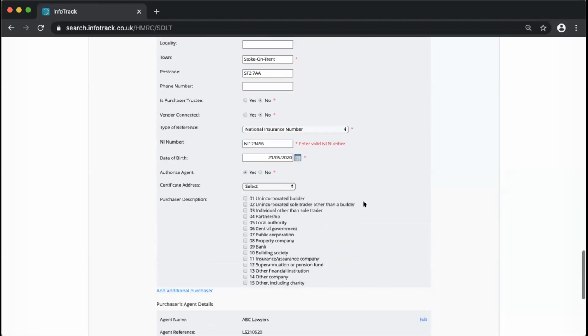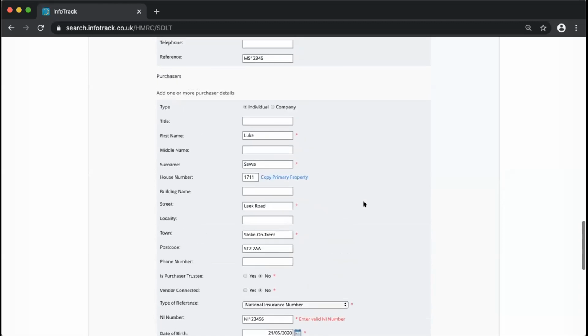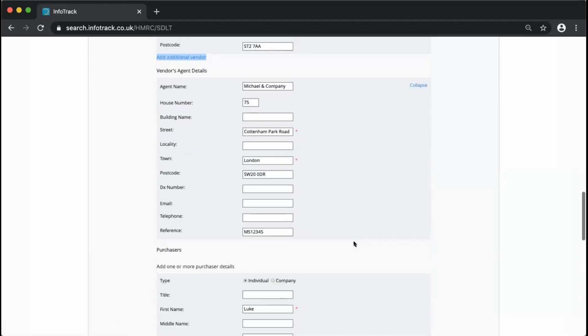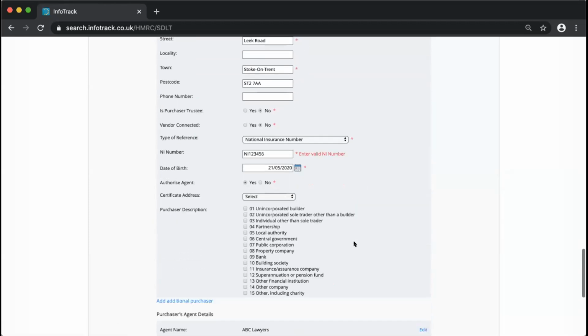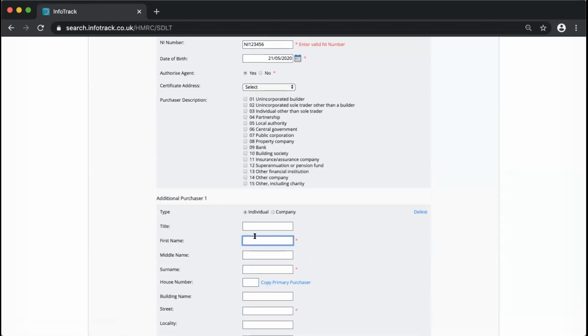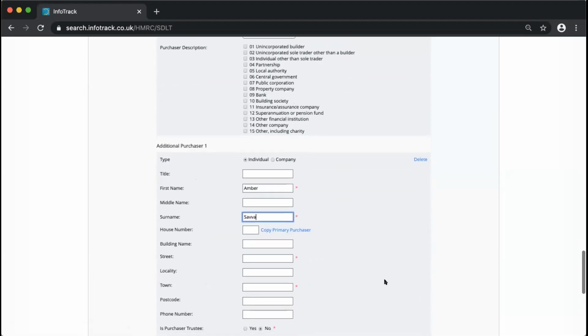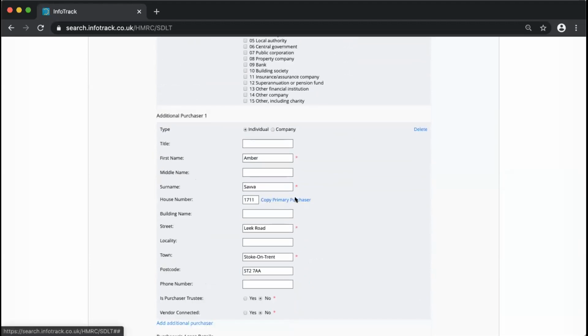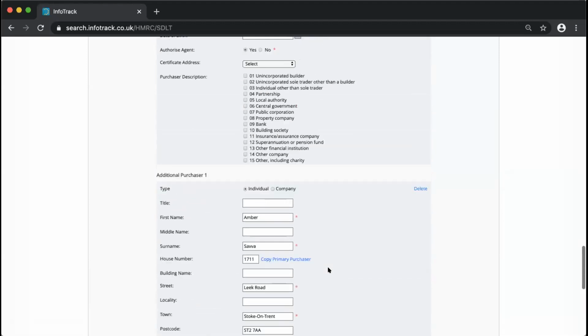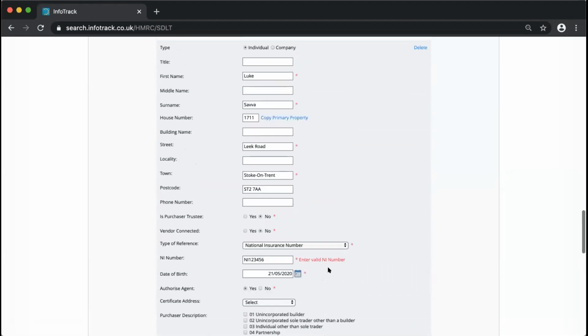And some amendments can be made. So adding additional vendors, just in blue text underneath the vendors. And the same with the purchasers. We can add an additional purchaser. As we know, that happens in many transactions. They might pop up throughout the process of ordering searches or doing your due diligence. Another client will be included. I'll include that. And that's simply a very easy residential SDLT ready to be submitted.